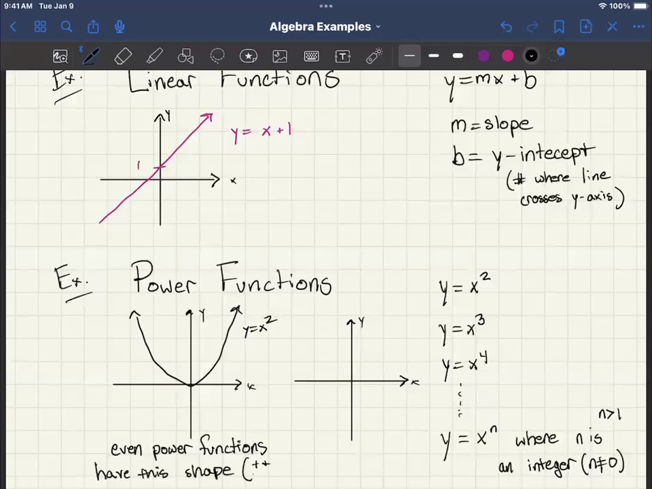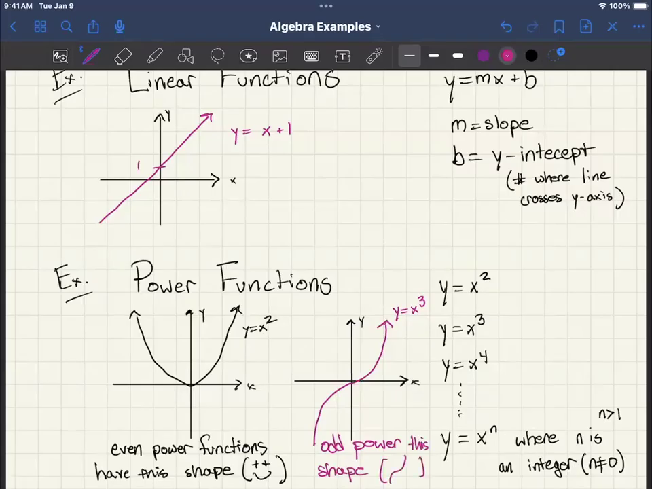And what I mean by this face shape is that they are basically a smiley face, always looking up. The odd power functions, I'll do this one in a different color, are always going to have a slightly different look. I put up the one for y is equal to x cubed. Odd power functions have that shape. And so our power functions look something like that.